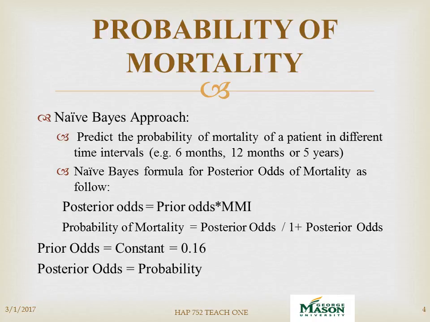The posterior odds are obtained by taking the prior odds and multiplying by the MMI, which is the multi-morbidity index. After that, you take the posterior odds divided by 1 plus the posterior odds to find the probability of mortality. I will go over all these steps in the following slides.